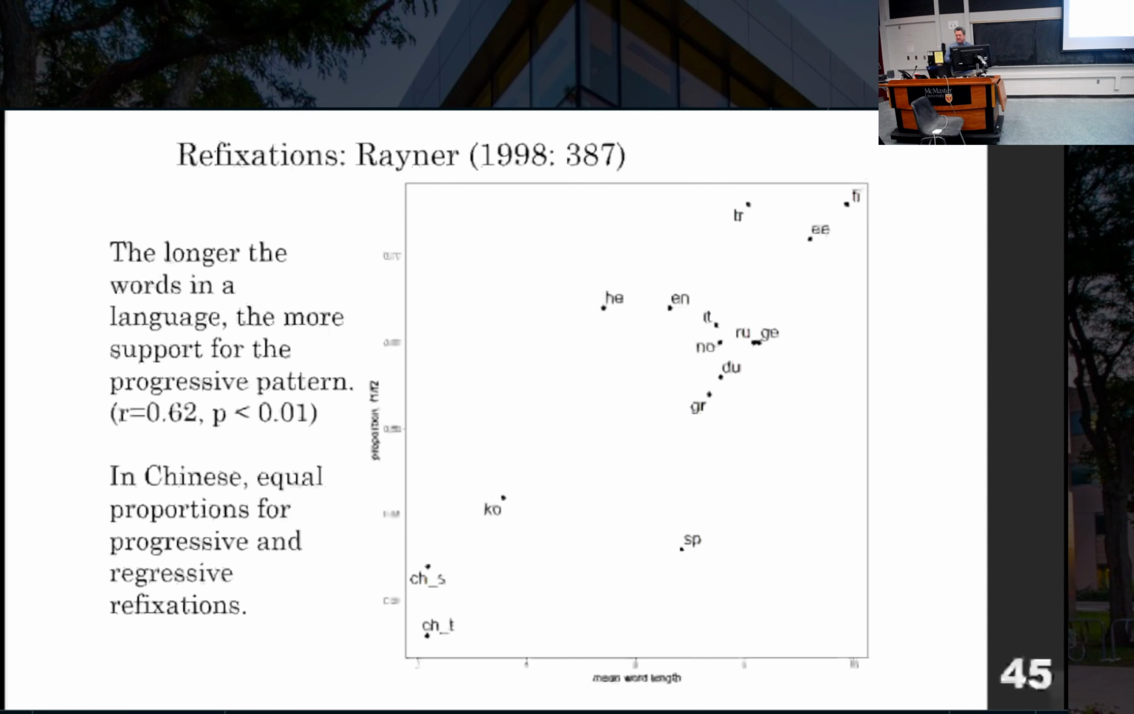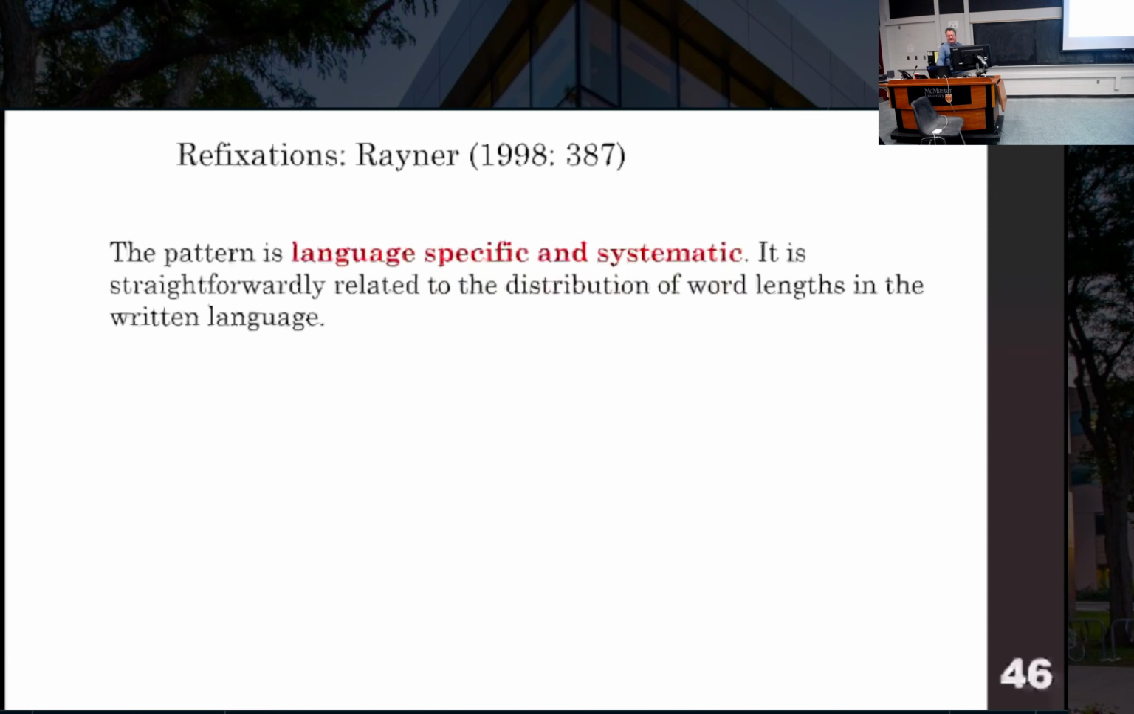So again, I don't think any of this work is particularly revolutionary. It's to be expected, but what we're getting is a very systematic view of what drives the differences. And that's what computational models of the future are thriving on, right? Knowing and getting the numeric estimates for the differences. So this pattern is language specific, but also systematic. It's straightforwardly related to the distribution of word length in the written languages.